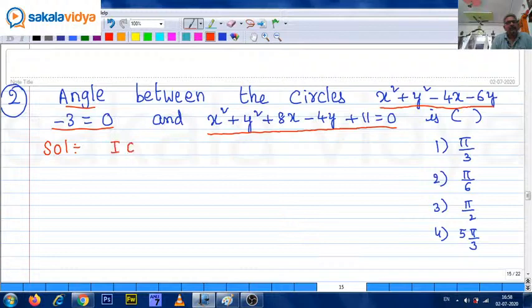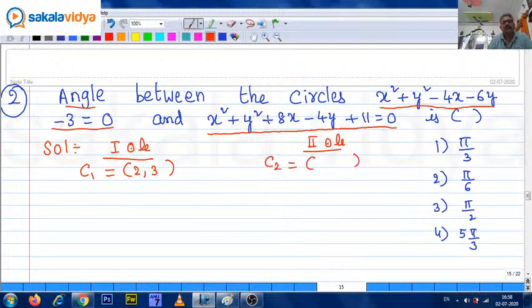First circle, next write down the second circle. First circle center C1 equals half of the x coefficient, minus half of the y coefficient: 2, 3. Am I correct? C2 is equal to −4, 2. Next, radius R1 is equal to root of 4 + 9 + 3. R2 is equal to root of 16 + 4 − 11.